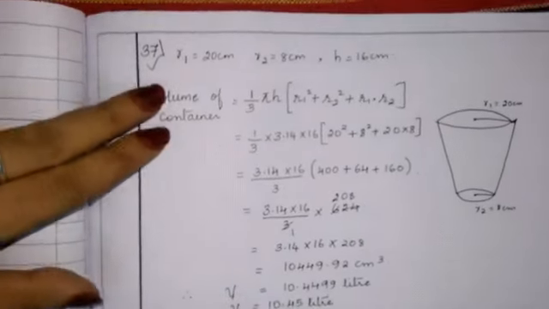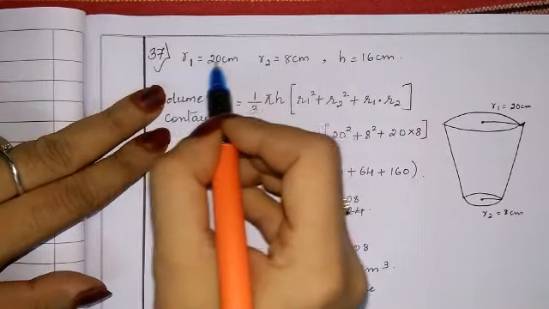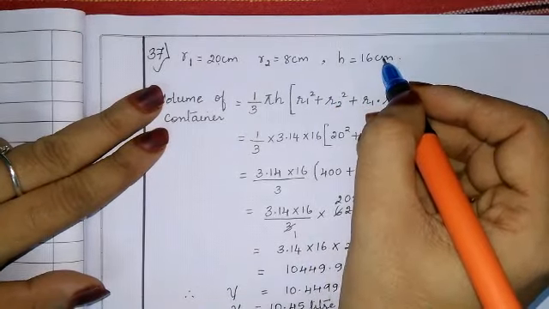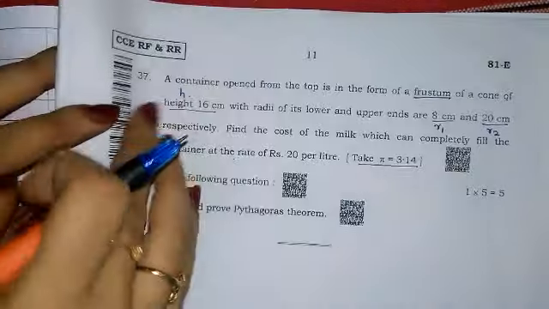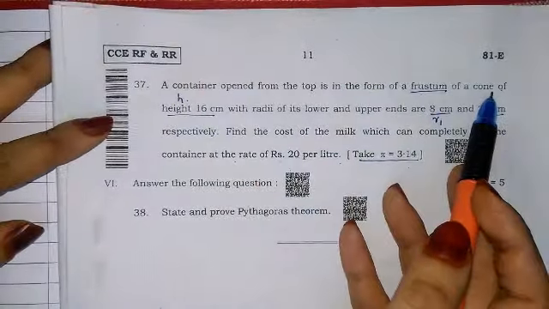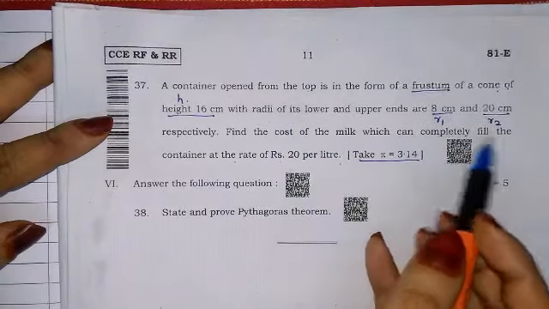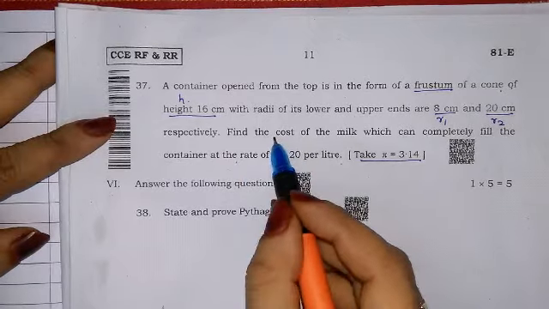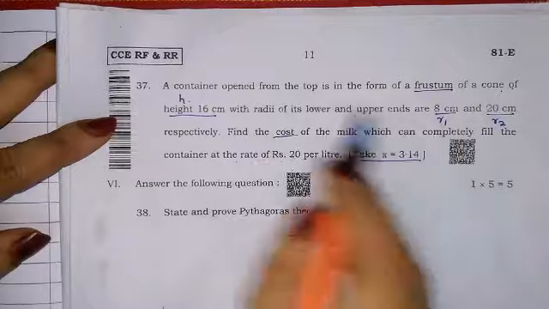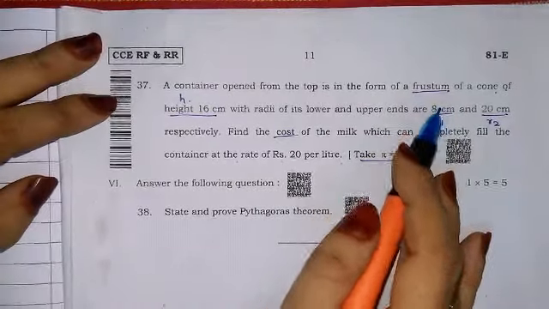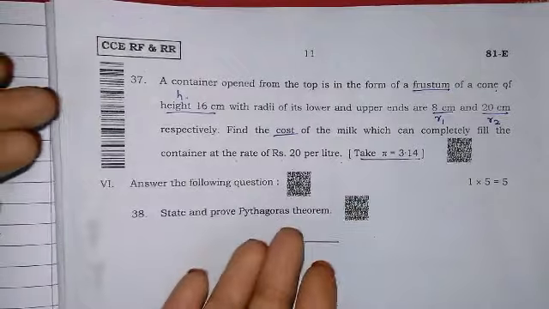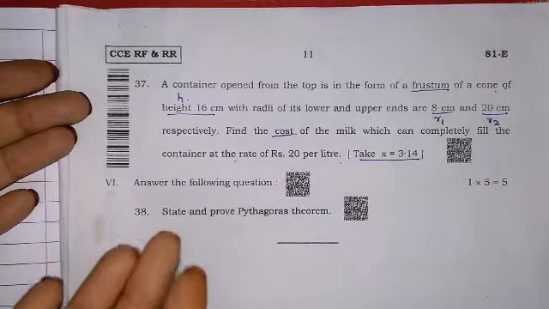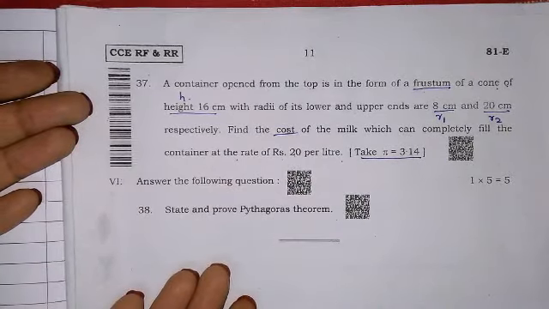So let me write the given thing. They have given R1, the first radius, is 20 centimeter and R2 is 8 centimeter and H is equals to 16 centimeter height. Now what they have asked us here, in that frustum of cone container, how much milk will be filled in the container if the rate of milk is 20 per liter. So what they have told, cost of milk which is completely filling in that frustum. To know this, first we need to know the actual capacity of the frustum. How much milk we can fill in that frustum.